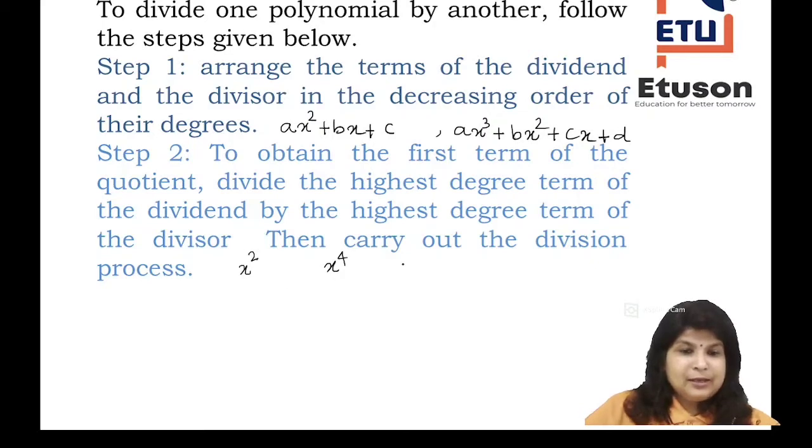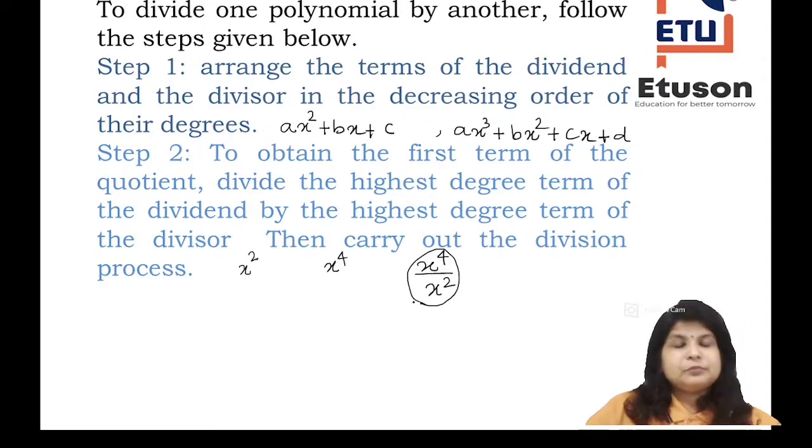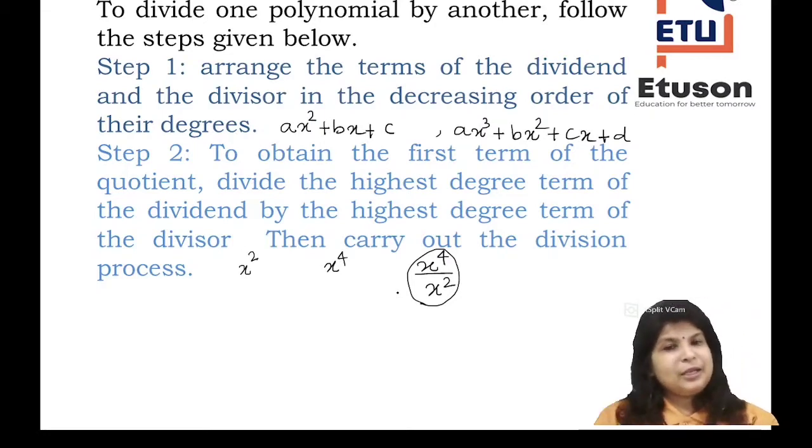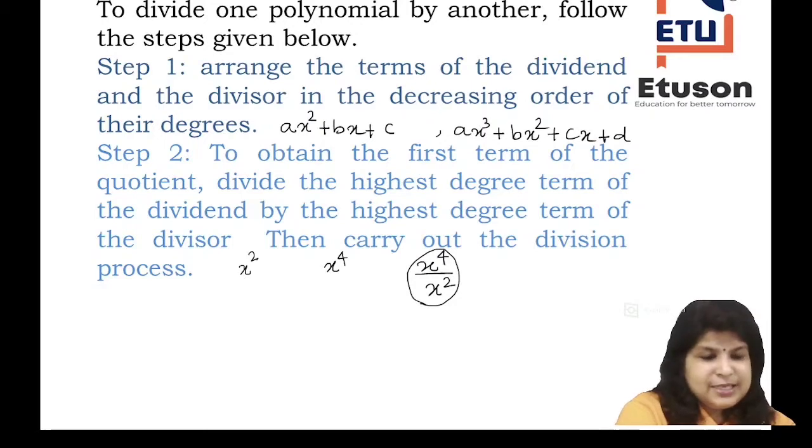So what do you have to do first? You have to divide this x to the power 4 by x square, and the answer will be your first quotient. Then you carry out the division process as usual. Okay children, so this is your second step.